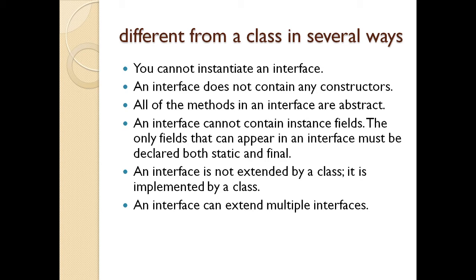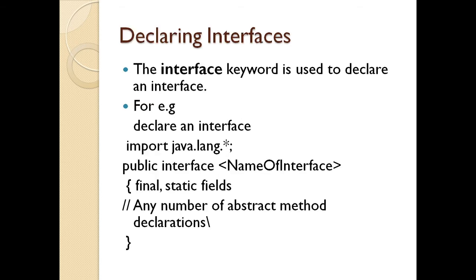Now, let's see how you declare an interface. The interface keyword is used to declare an interface. For example, we import the packages. Here I have the public access specifier, the interface keyword, and I give the name of the interface. I can define any final or static field. I can define any number of abstract methods in the body of the interface.